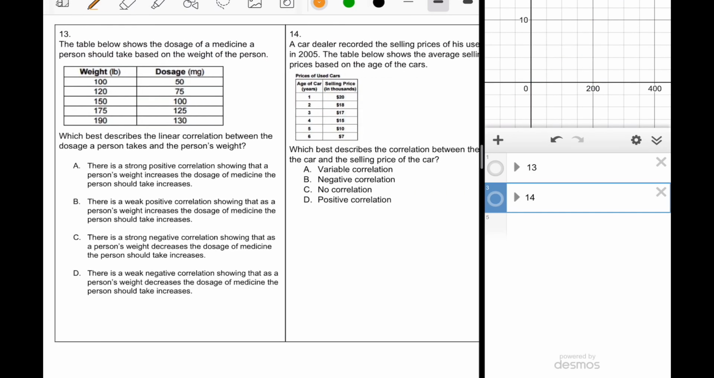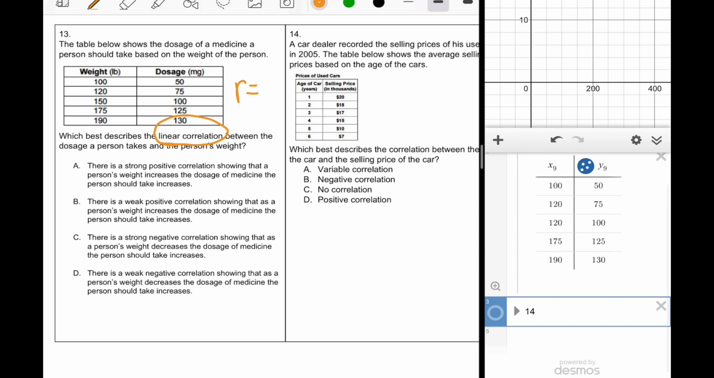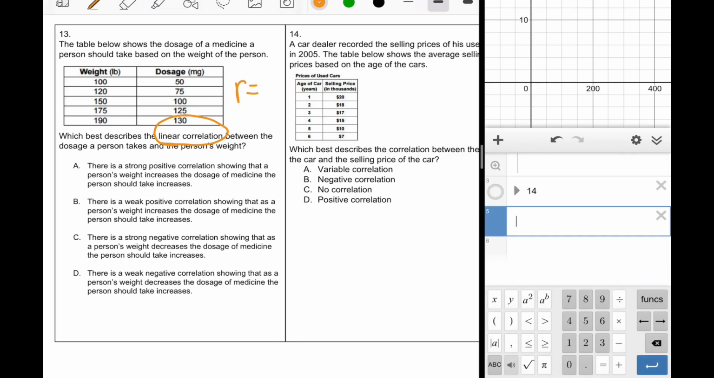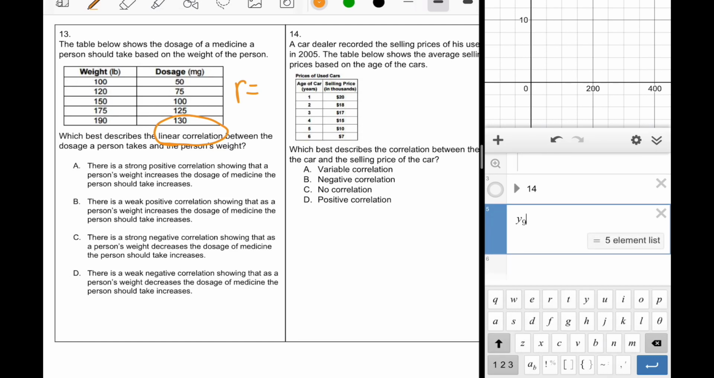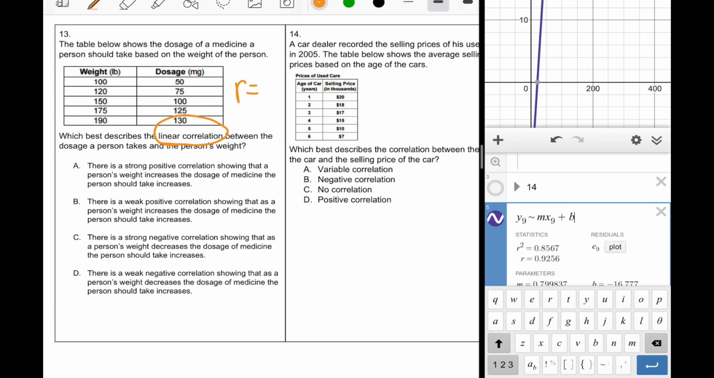Number 13 says the table below shows the dosage of a medicine a person should take based off of weight. So we have this linear correlation, and it asks which one is going to be represented here. In order to determine the linear correlation, we've got to find r. In this table, my labels are x9 and y9, so I'm going to do y9 squiggle m x9 plus b. And remember, right now we're looking for the relationship.